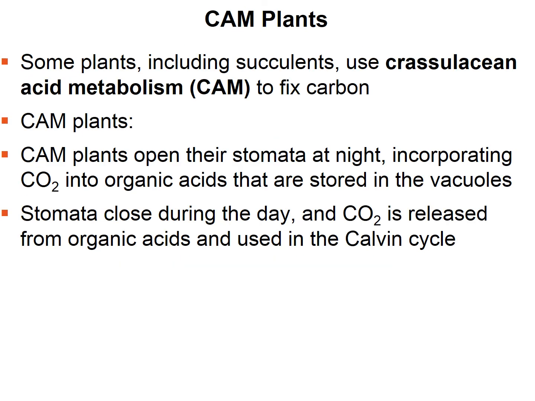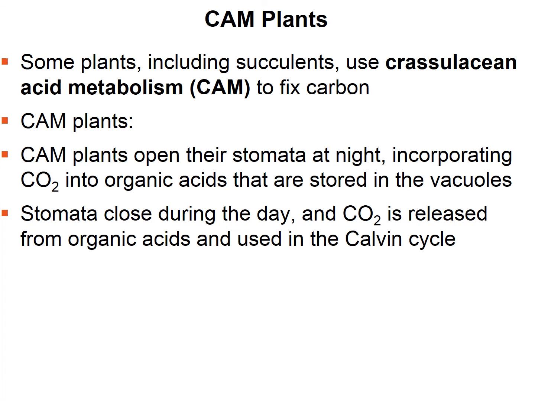Another alternate pathway is used by plants called CAM plants. The plants that do this are called succulents, and this is crassulacean acid metabolism, which is easier to say as CAM. It's an abbreviation for how they fix carbon. What CAM plants do is they separate when carbon fixation and the Calvin cycle occur. So instead of separating where they occur, they're going to separate when they occur. Carbon fixation is going to occur at night and the Calvin cycle during the day.